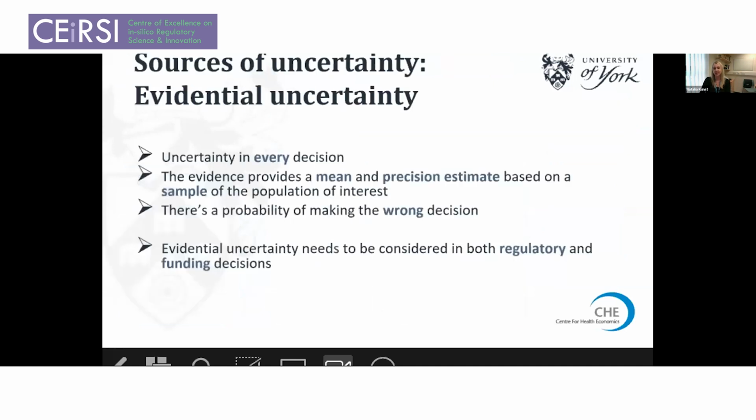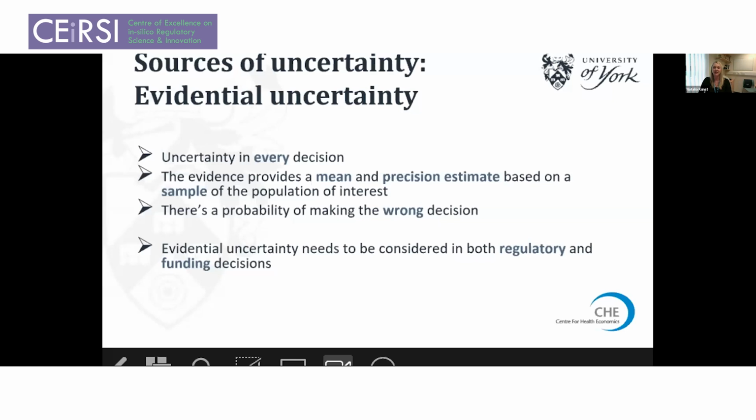So, as I have already mentioned, both regulatory and funding bodies aim to enable early patient access to new medical interventions, and they perform qualitative and/or quantitative assessments of the available evidence to inform their approval decisions. Here, they often face the question whether the available evidence is sufficient to make an immediate decision. When making this assessment, it is important to remember that there is uncertainty in every regulatory or funding decision because we only have access to a sample of the population of interest, not the whole population.